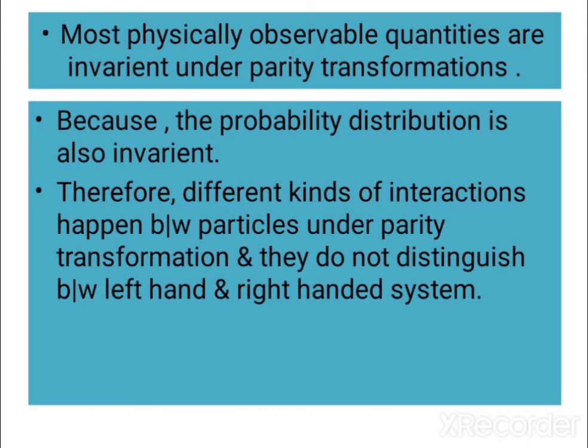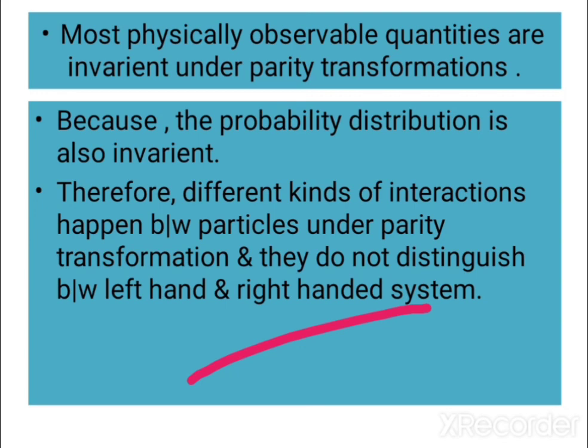Most physically observable quantities are invariant under parity transformation, as you have seen in the previous slides, because the probability distribution is also invariant. Therefore, different kinds of interactions between particles under parity transformation do not distinguish between left-handed and right-handed systems. This is true for different kinds of forces like nuclear forces and electromagnetic forces, and in classical mechanics, except for some exceptional cases.